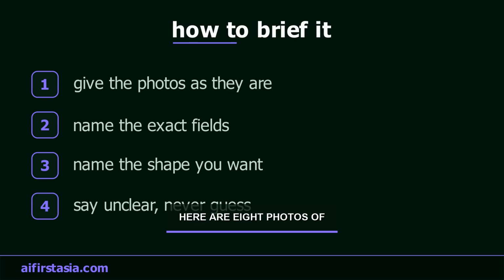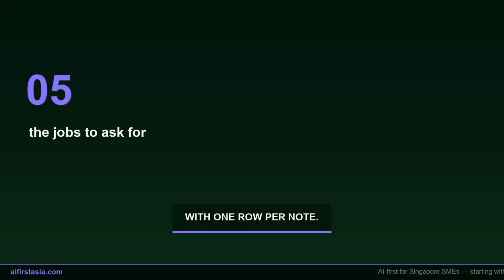Here are 8 photos of handwritten delivery notes. For each one, give me the date, the supplier name, and the total number of items in one table with 1 row per note. Where the handwriting is unclear or you are not confident, write unclear rather than guessing and tell me which note it was so I can check that one myself.